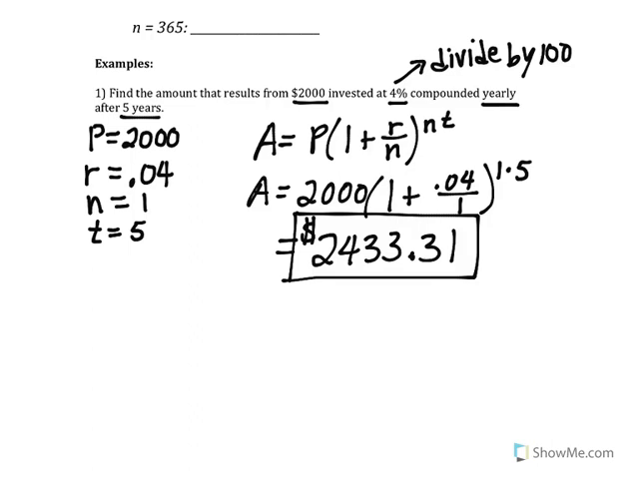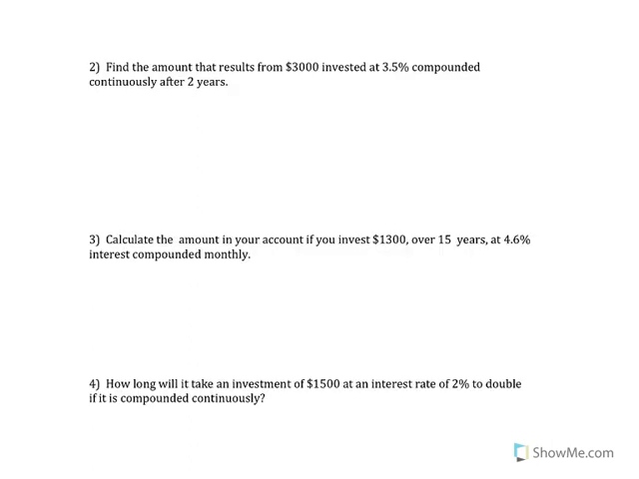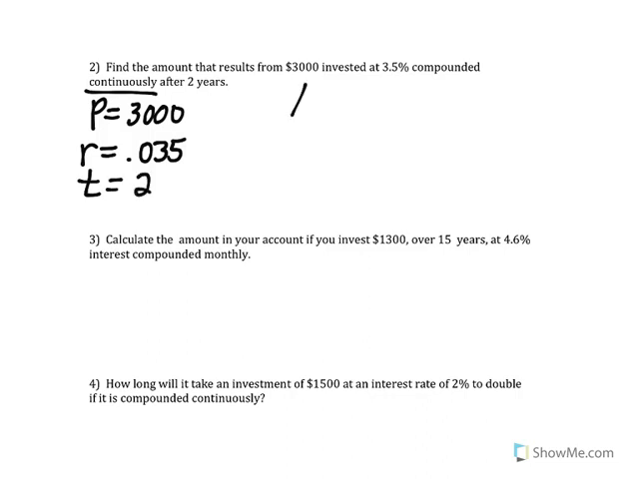Our second example is going to be very similar, but it's going to be compounded continuously, so we're going to use a different formula. We are starting with $30,000. Invested at 3.5%, so our R is going to be 0.035. Our t is going to be 2. So we have less information that we're identifying here because there's less to plug into this formula.